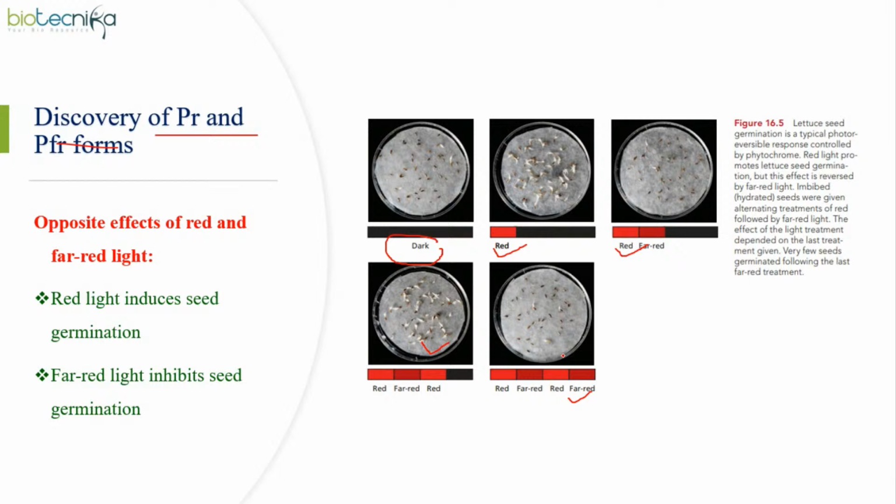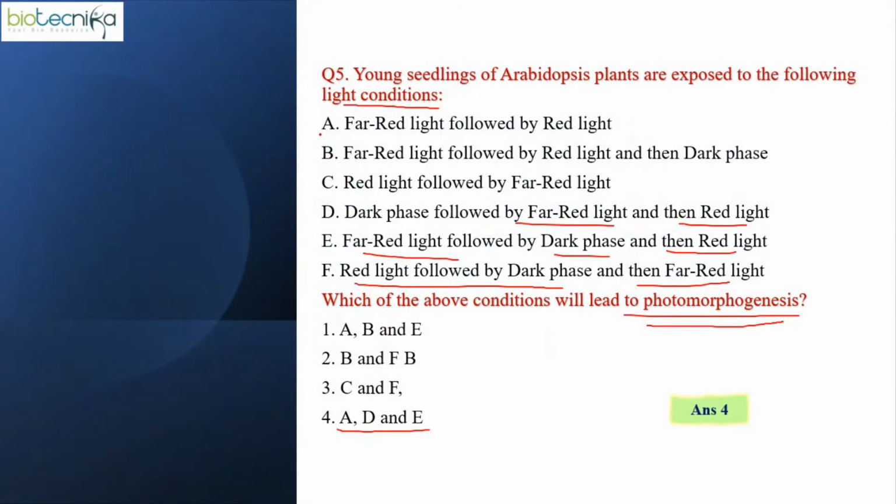The germination was inhibited. So, from this experiment, they concluded that red light is the one that carries out seed germination, whereas far red light is the one that inhibits seed germination. With this discovery, we can conclude that statements A, D, and E are correct. So, remember, if you look into the statements, all of them end with red light, and I said that red light is an activator of seed germination. That's the reason statements A, D, and E are correct.